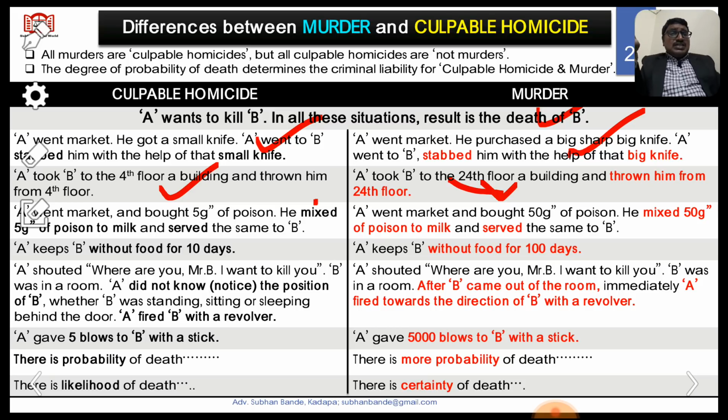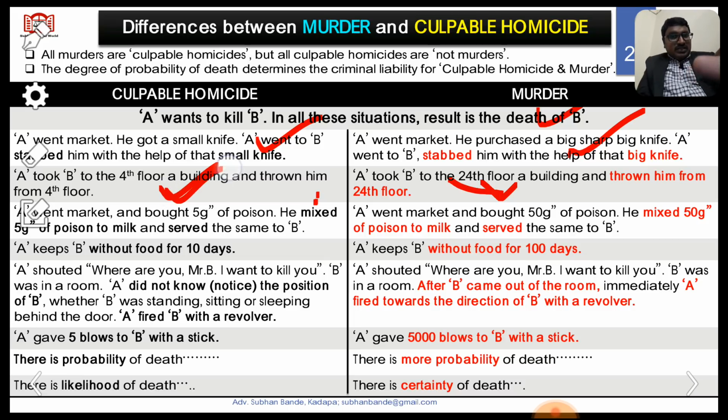Whenever a person is thrown from the 4th floor, under ordinary course of action, or simply under ordinary sense, there is a likelihood of causing death. If a person is thrown from the 24th floor, there is a certainty of the death of the person.